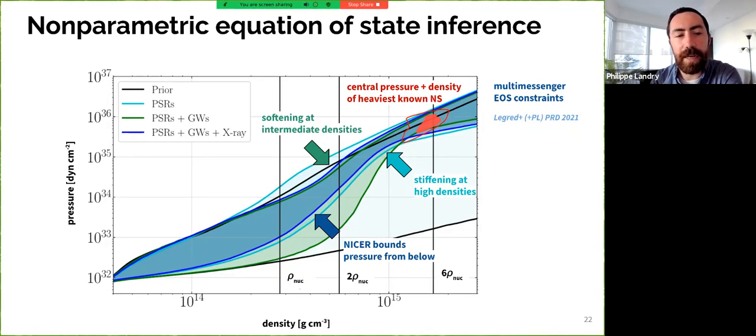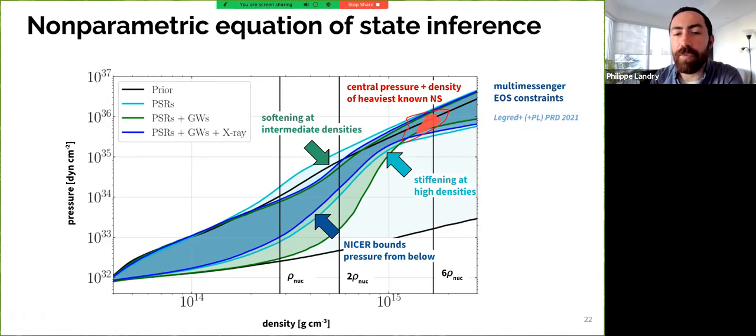So what's being shown here is pressure as a function of density. These are 90% credible contours going from the prior. So this is just the equations of state in black that come directly out of the Gaussian process model, not constrained by any observational data. Once you require them to explain the masses of the heaviest pulsars, you get the light blue constraints. So basically this stiffens the equation of state at high densities.